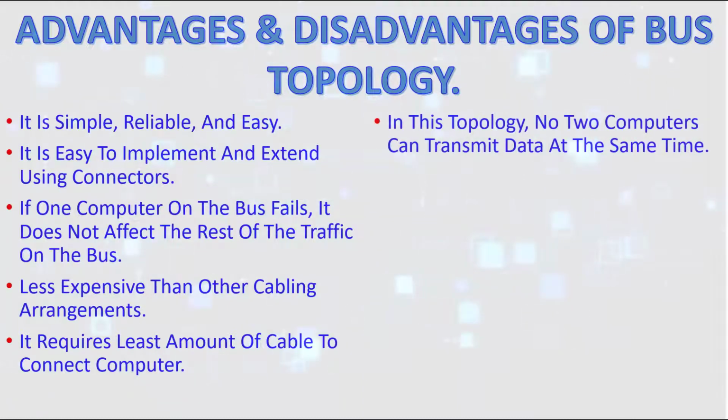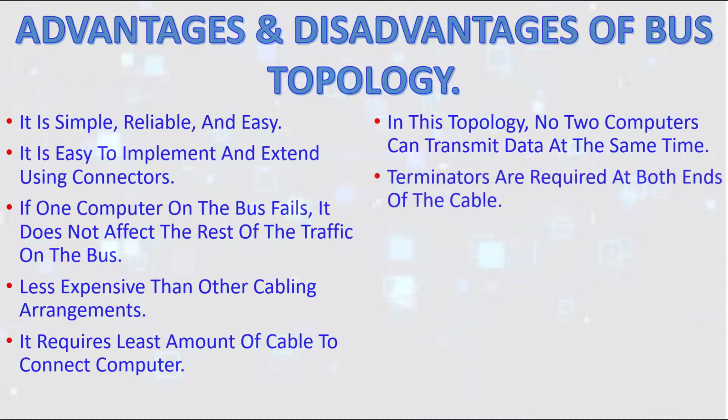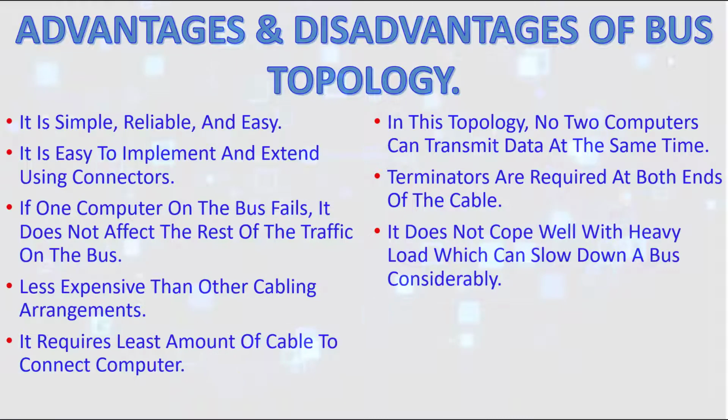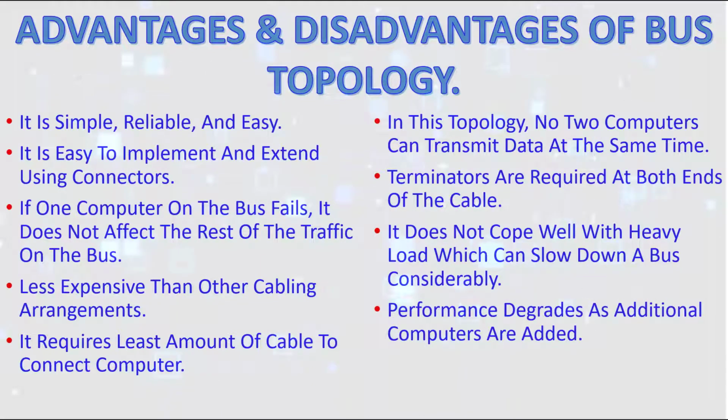The cons: two or more computers cannot transmit data at the same time. The cables need to be terminated at both ends. Heavy load on the network can make the network slow, and also can cause the network to crash. Adding more systems can degrade the network performance.